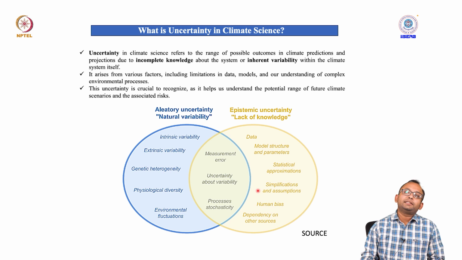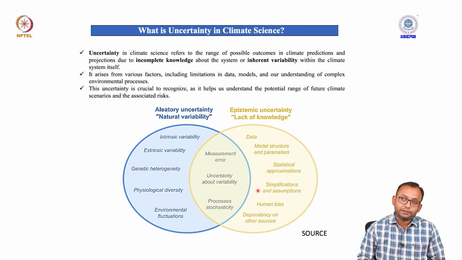So what exactly is uncertainty in climate science? Uncertainty in climate science refers to the range of possible outcomes in your climate predictions and projections. It is possible because of incomplete knowledge about the system, or because of the inherent variability within the climate system itself, which is not captured by whatever model we are using for prediction of that climate variability.